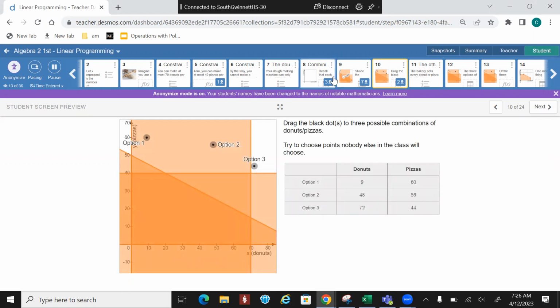All right, go ahead and drag the dots to 3 possible combinations of donuts and pizzas. Try to choose points that nobody else in the class is going to choose. Okay, so go ahead and take a moment, plot those 3 points. I need everybody to do that one. That's on slide 10, because the next slide, we need the data.